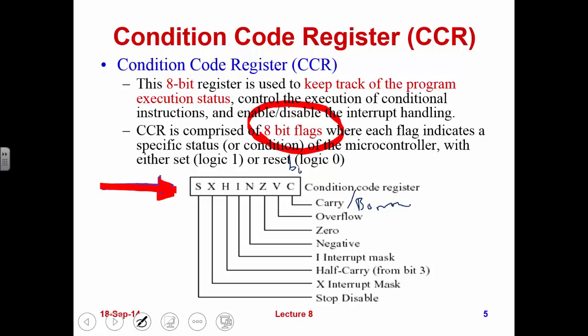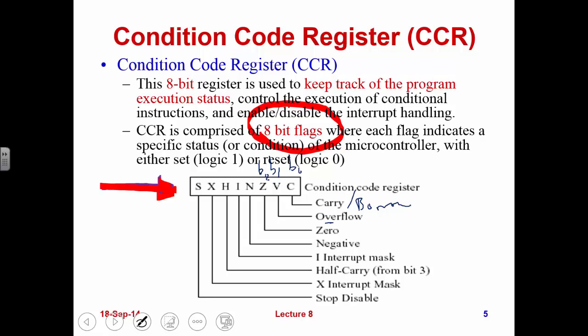This is bit 0. Bit 1 here is the overflow bit, so we simply use V. V here is overflow. This bit tells us whether the previous operation had a data overflow or not. We'll talk a little more about this. Then bit 2 is the 0 bit, the zero flag. That means if the previous operation result is 0, then this bit is 1. If not, this bit is 0.